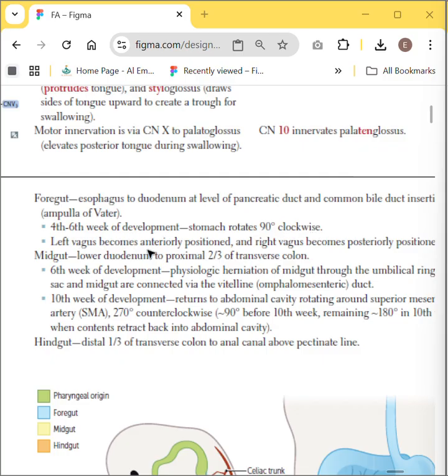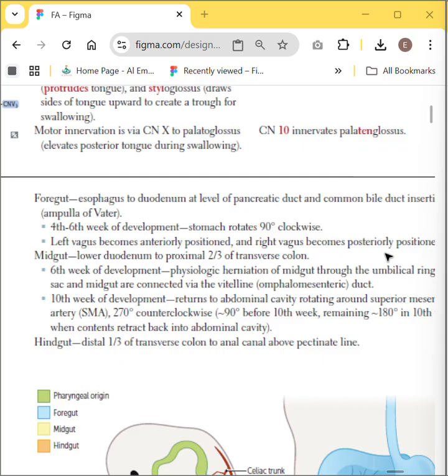Now the left vagus becomes anteriorly positioned and the right vagus becomes posteriorly positioned. If the stomach is rotating 90 degrees clockwise, the left one is going to come anteriorly, and the right one is going to go posteriorly. Just try to imagine the hands of a clock rotating. Right now, imagine the clock in your hands and the center is your palm.